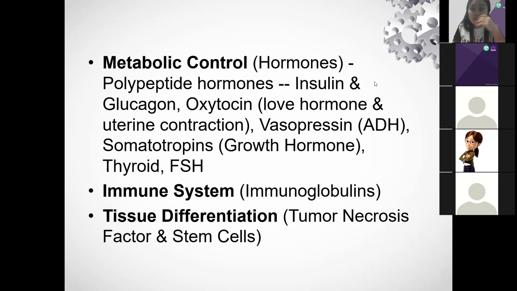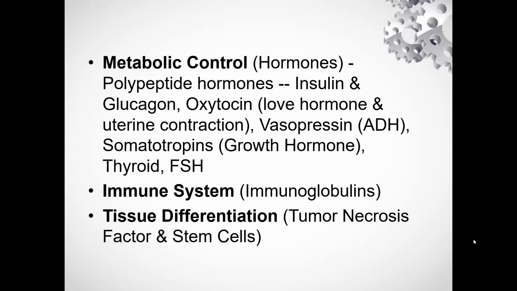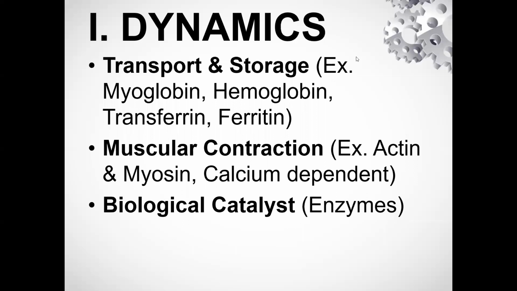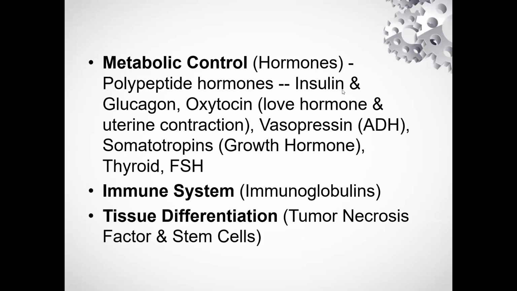Questions so far? Those are all proteins. Immunoglobulins are all proteins. And then for tissue differentiation, like the TNF, the tumor necrosis factor, and the stem cells class are also under our proteins. Okay? So those are all dynamic proteins. They have different functions in the body. Nevertheless, they are all proteins.